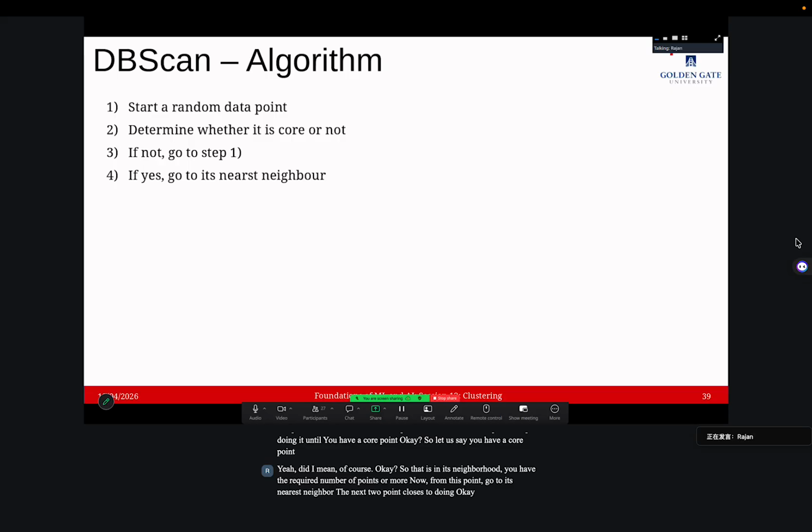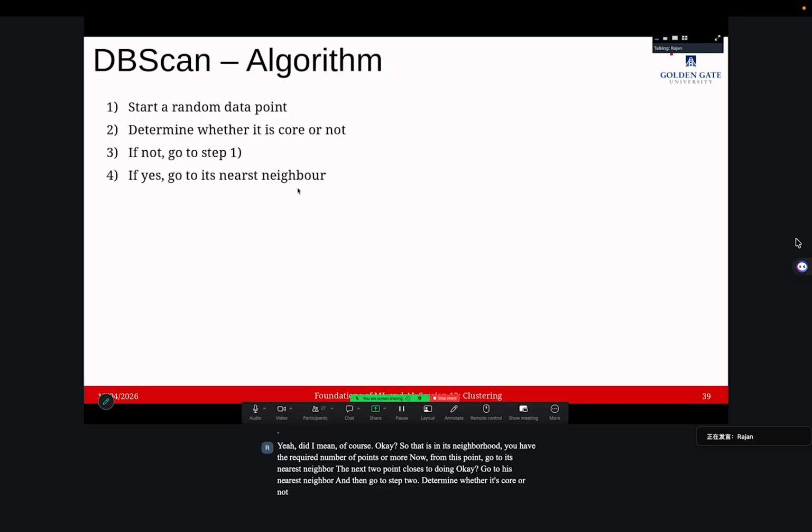Go to its nearest neighbor. And then go to step 2. Determine whether it is core or not. If it is core, go to a next nearest neighbor. From that point, go to the nearest neighbor, but don't go to the previous point. Go to the new nearest neighbor for that point and see whether it is core or not.